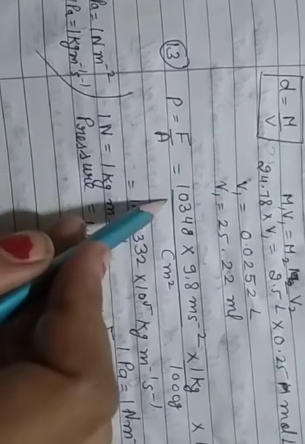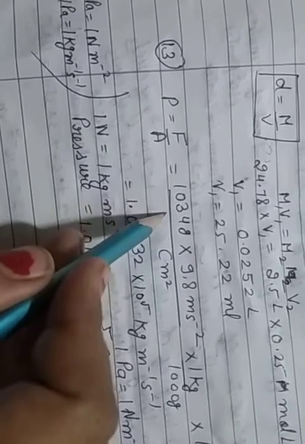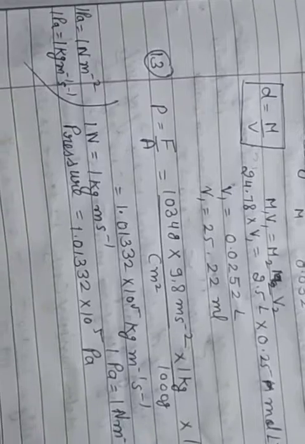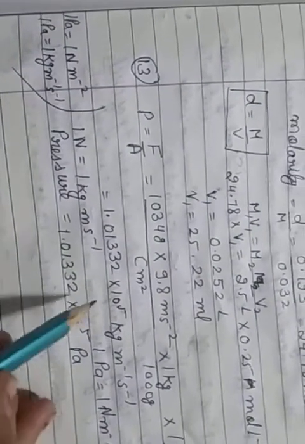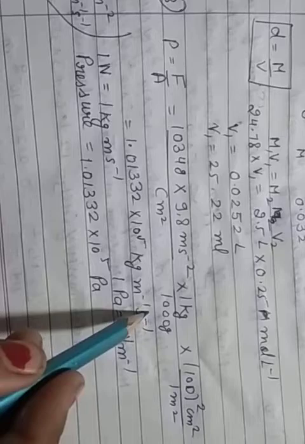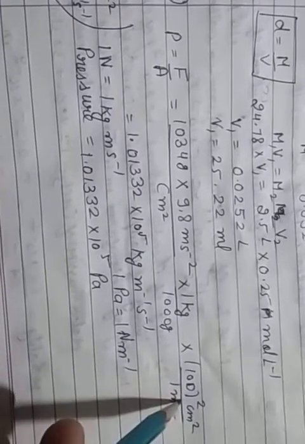Okay, so force is given 1034 gram. Okay, and in the force per unit area of the surface, so 9.8, okay, divide by centimeter square, so kilogram convert into the gram, so it divide by 1000, and then centimeter given convert into the meter, so multiply 100.